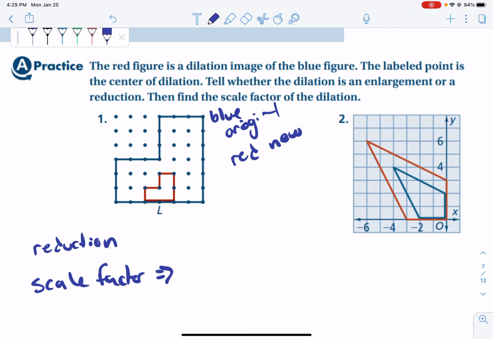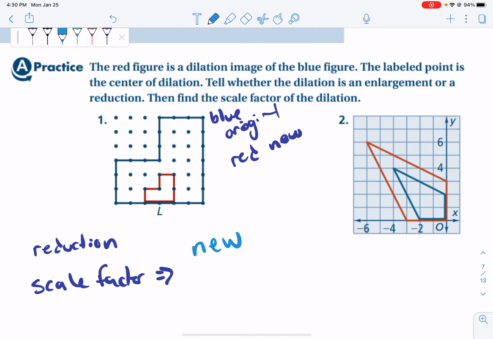Or in other words, what did I multiply by to get my big image to turn into my small image? And here is all you have to do, and this is one of the benefits of watching the video and not trying to use that get help button on everything. All you have to do is take one side of the new shape and measure it and put that over the same side of the old shape when you measure it. Okay, that's all you have to do to get the scale factor.